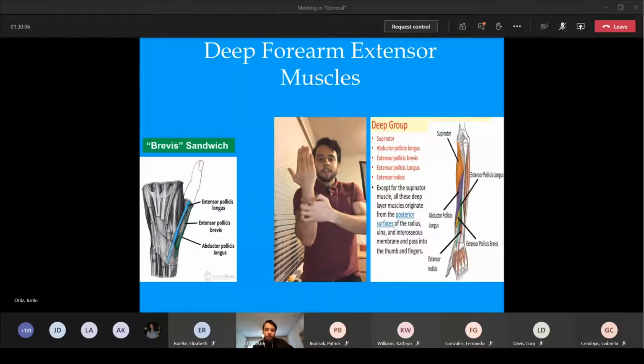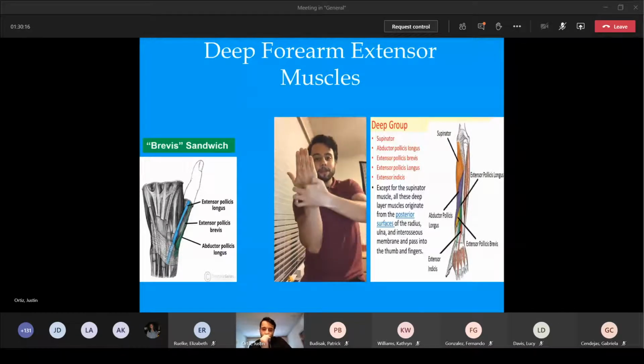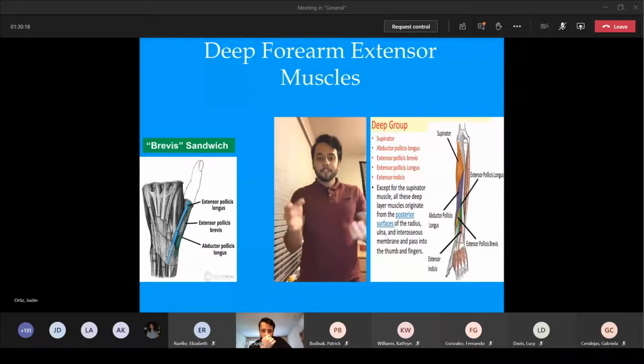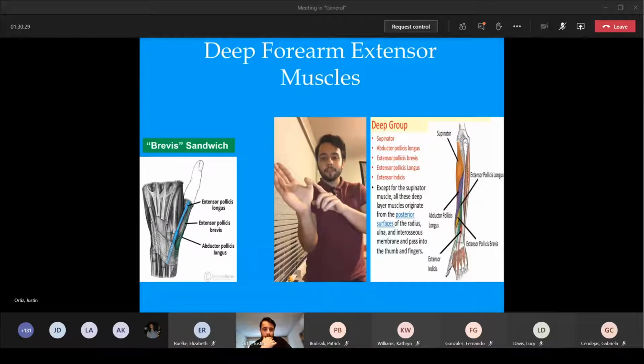Then the one that's slightly more medial to that is going to be your extensor pollicis brevis. Your extensor pollicis brevis is going to allow for extension of your thumb just like this. It's only going to allow for extension of your thumb like this because it doesn't go to the distal end of your thumb.